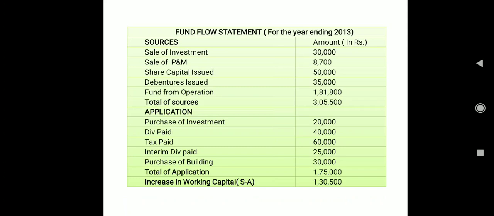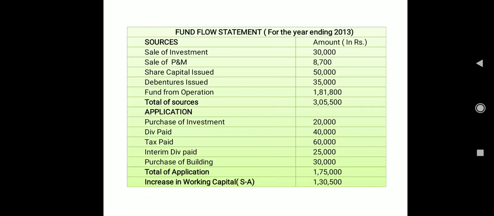Fine. Then we have a tax paid, we have paid the tax, that means we have given the amount, that means fund again gone out. Then interim dividend we have paid, again amount has gone outside. And then we have purchased the building, that means again I have done the payment. Okay, so these all are our application as per this question.